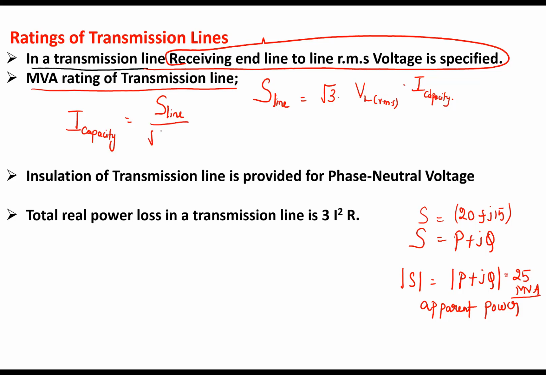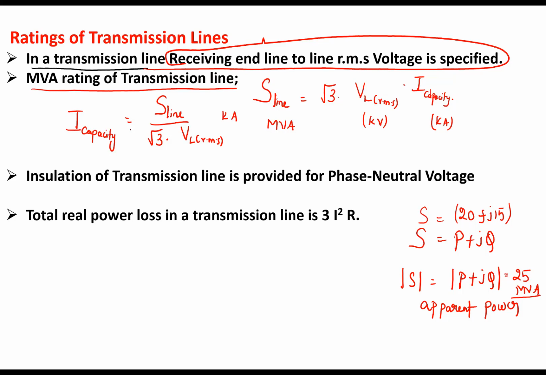So if someone asks you the current carrying capacity, then what would be its value? You can calculate the current carrying capacity of a transmission line, for which you should know the MVA rating of the line, divided by root 3 into the line to line RMS voltage of the transmission line. Usually it will come in kiloamperes because this value will be in MVA and this value will be in kV. So the two important ratings that we are interested in for a transmission line are the line to line RMS voltage and the MVA rating of the transmission line. If somebody asks the current carrying capacity also, you can calculate from these values.